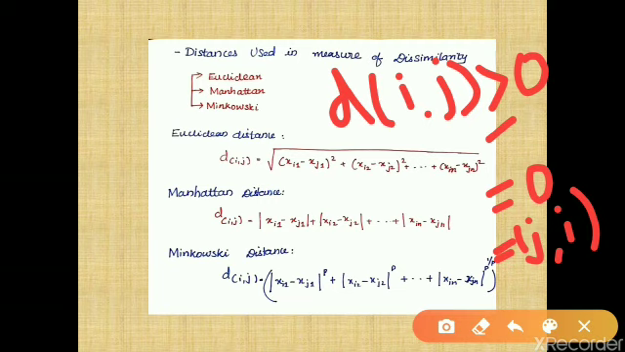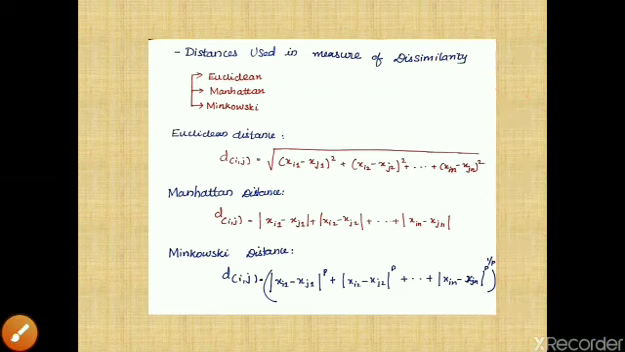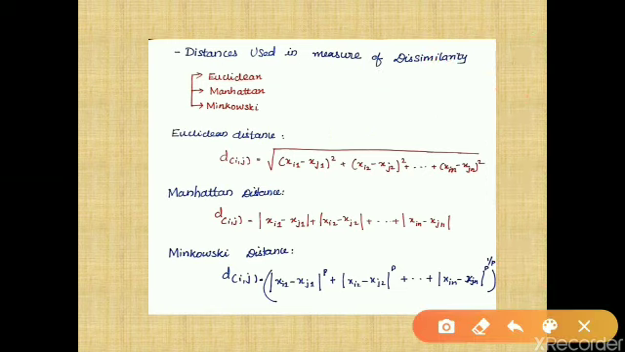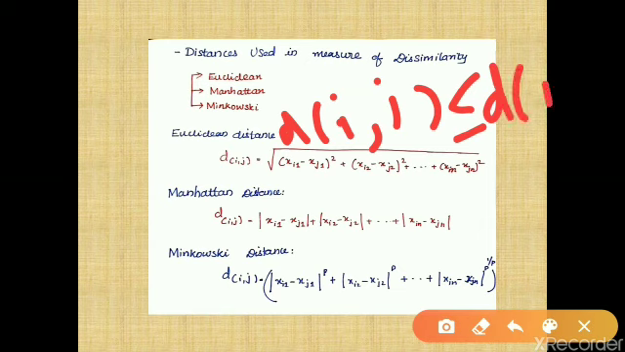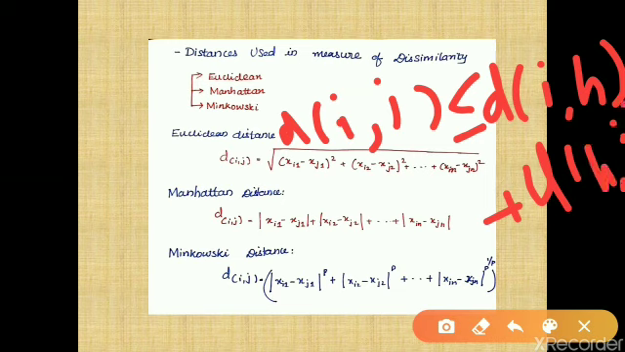So once again I will repeat. Both Euclidean and Manhattan distance satisfy some set of requirements. If d of ij is greater than or equal to 0, it is a non-negative distance. If it is equal to 0, the distance of the object to itself is 0. If d of ij is equal to d of ji, it is symmetric. And one more is the triangular inequality of the distance, that is d of ij is less than or equal to d of ih plus d of hj. That is known as the triangular inequality of the distance.